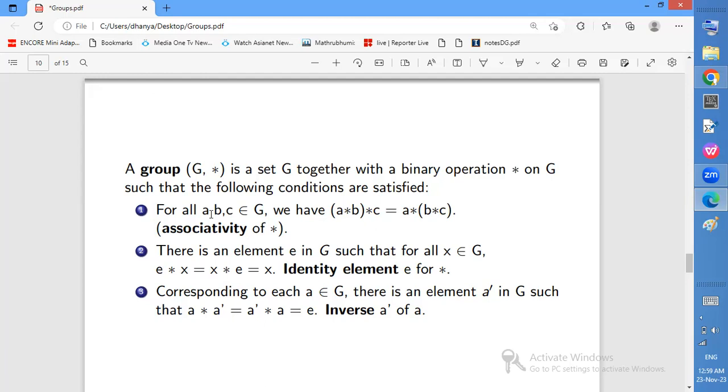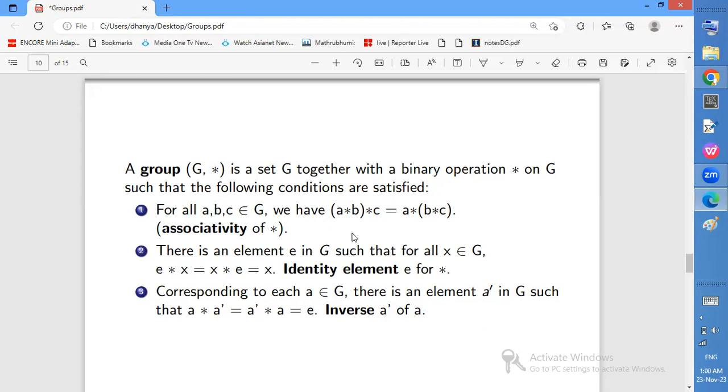So what does the definition say? The definition says that a group is a set together with a binary operation such that the binary operation must be associative, there should exist an identity element for that binary operation, and for each element there exists an inverse with respect to that binary operation.